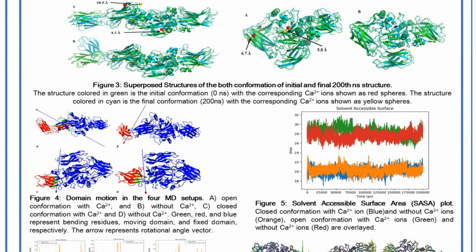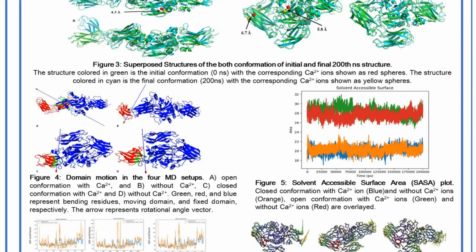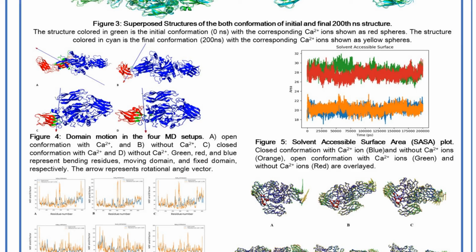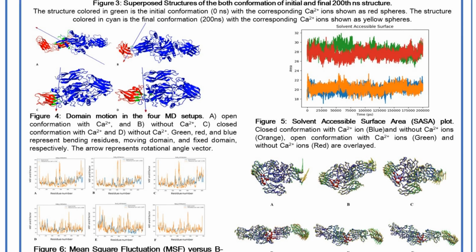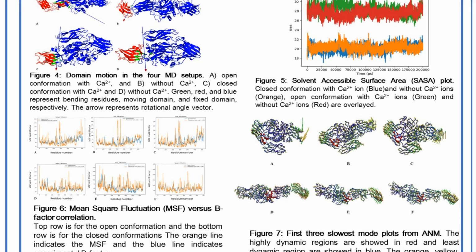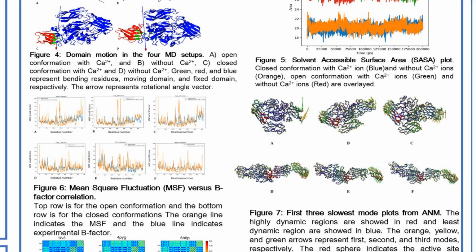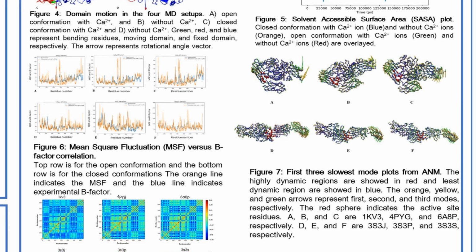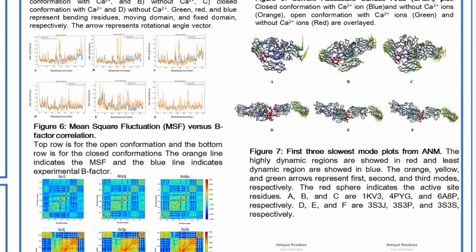We calculated the mean square fluctuation versus B-factor correlation to validate whether the GNM model is significant or not. The MSF versus B-factor plot is shown in figure 6. The directionality of the first three slowest modes is shown in figure 7. The dynamics around the active site residues are more subdued, implying that the fluctuations do not affect the ligand interaction.